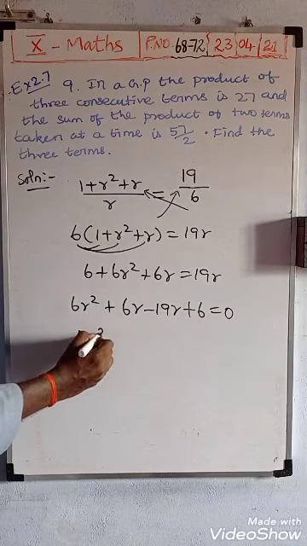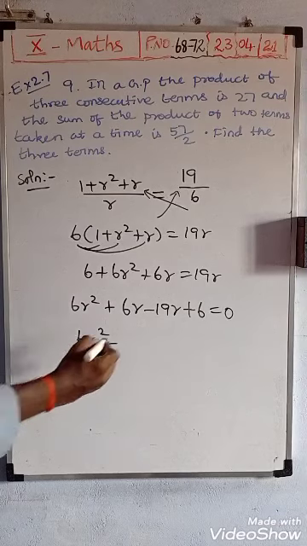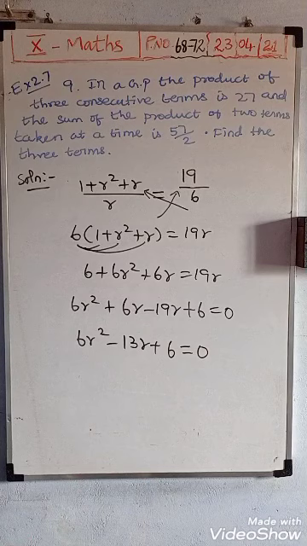Now 6r squared minus 19r plus 6 is equal to 0. Actually, what equation is this? Quadratic equation. First we have received the answer is A. With A you should substitute and you will receive the answer R. Then only we can find the three terms. A and R values substituted, we will receive the answer.